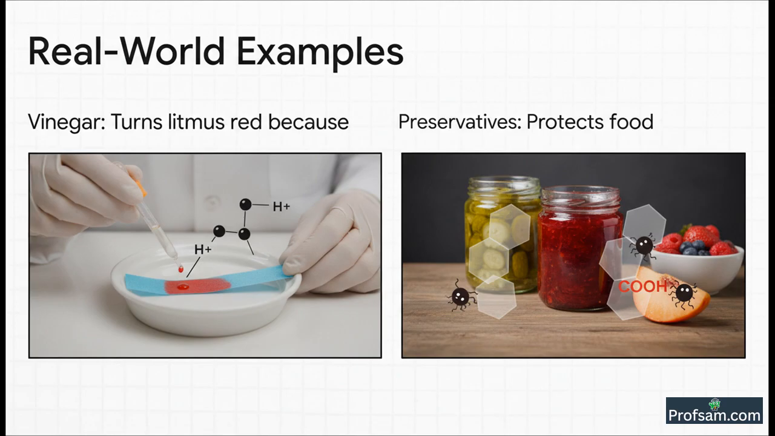And this is not just in the kitchen. In technology, a compound called benzoic acid is used as a food preservative. Its acidic COOH group is very good at disrupting the cells of microbes, which stops food from spoiling. You see? The same fundamental principle is at work everywhere.